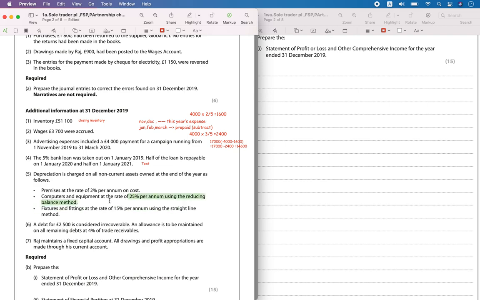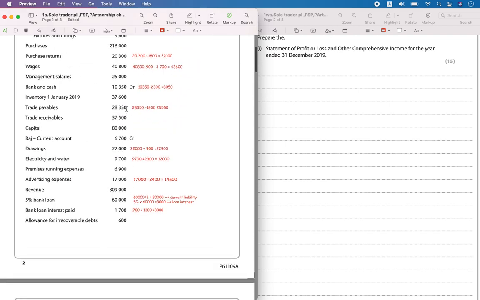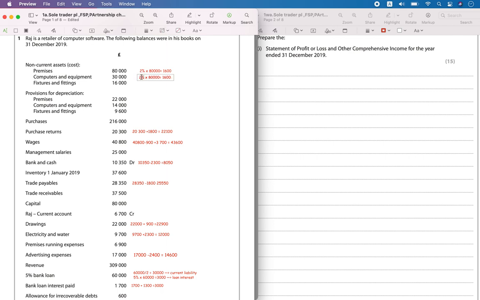Computers and equipment. These are depreciation charges calculated by the reducing balance method using 25%. So 25% times cost minus accumulated depreciation. So let's calculate that. 25% times cost, 30,000 minus 14,000, that is equal to 4,000.